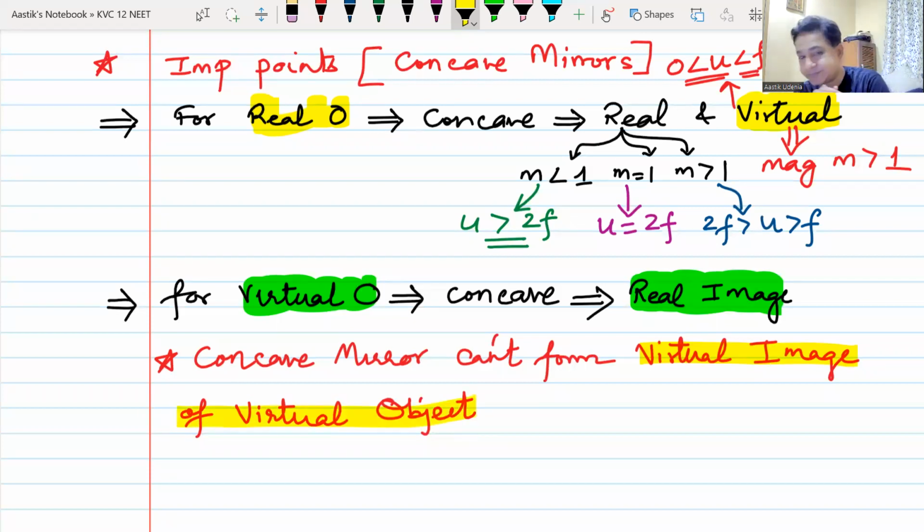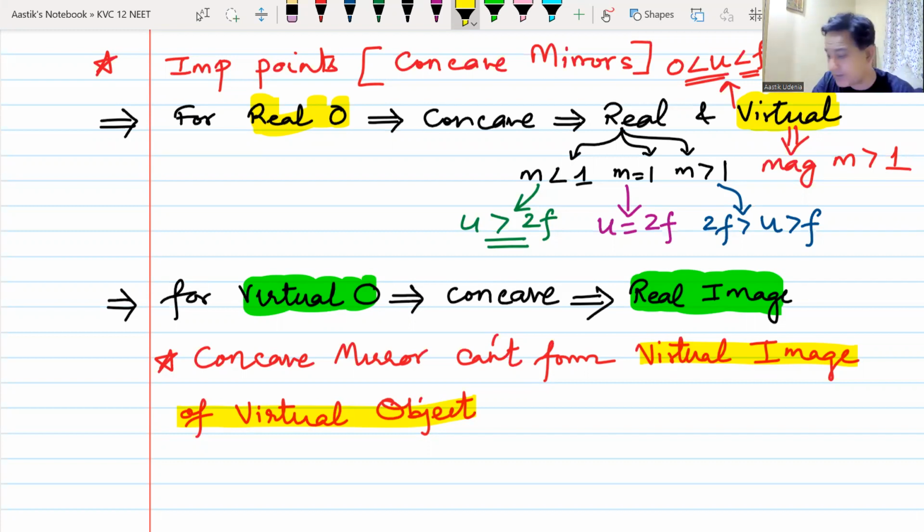Can you remember this? Yes, sir. Well done. A concave mirror, for a real object, can do everything, but for a virtual object, it can only form real image. It cannot form a virtual image. Do we understand this? So this encompasses everything that we have studied about concave mirrors.